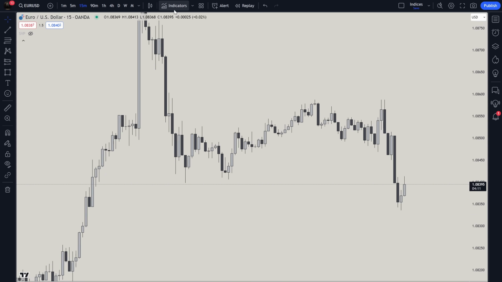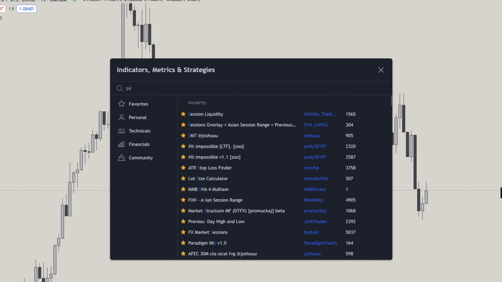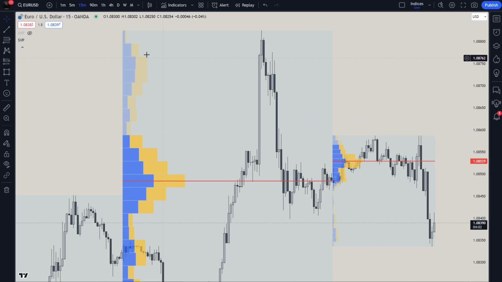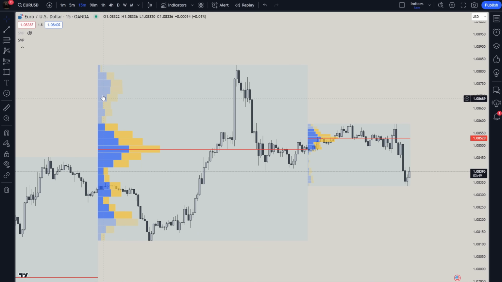So what we're going to do is go to indicators and just go with SVP. It's going to show you session volume profile. You're going to click on this, and it's going to actually highlight the time of each day. So this is the start of a day, this is the end of the day, and the start of the new day, and this is where price is going. In each day we have the volume of that day. Where the most volume is, this is the level.